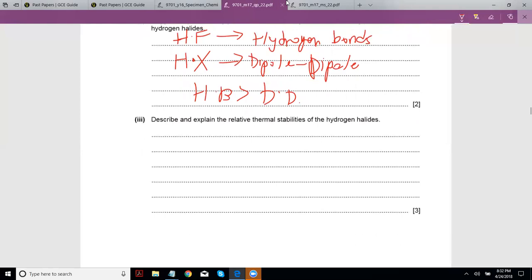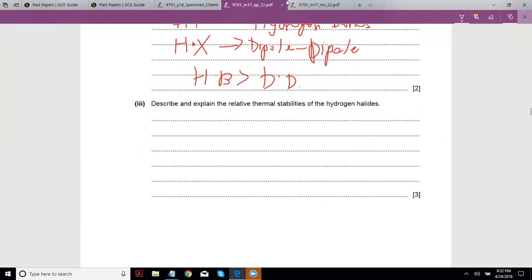So, describe and explain the relative thermal stabilities of hydrogen halides. If I'm correct, is this linking to bond length? Yes, exactly. As you go down the group, the idea is your bond length increases. Why is that so? Because down the group, the radius increases.